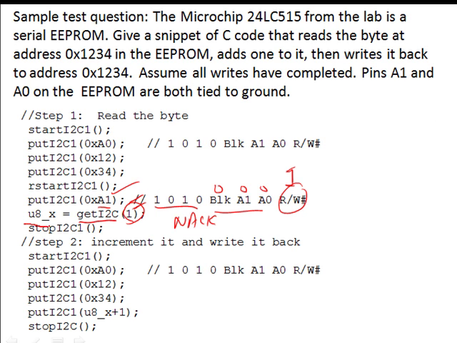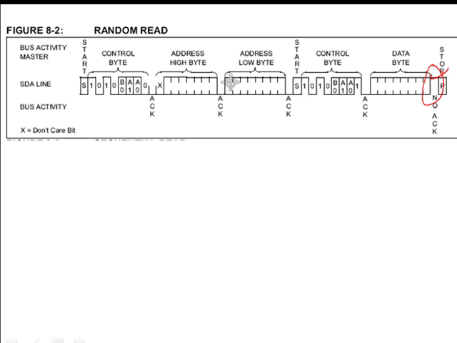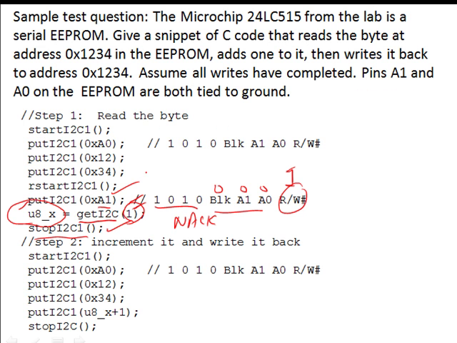The byte that we get back, we're going to store in a temporary variable, and then we need to end the transaction by doing a stop I2C. We can see that right here by this stop. At that point, we've done this complete random read of the EEPROM. We've read a byte from location 1234 and stored it in this temporary variable u8_x.